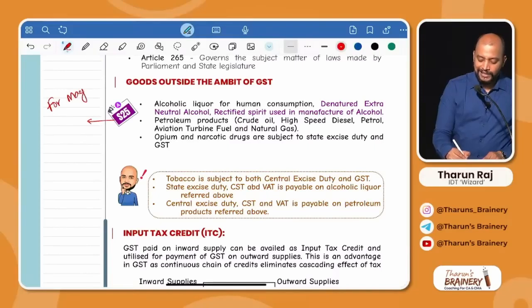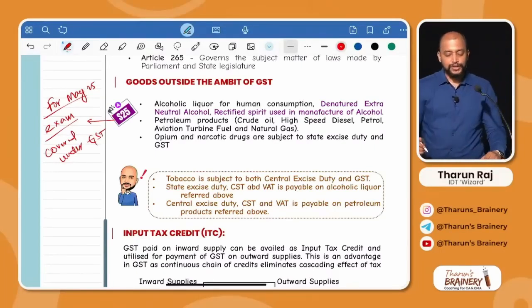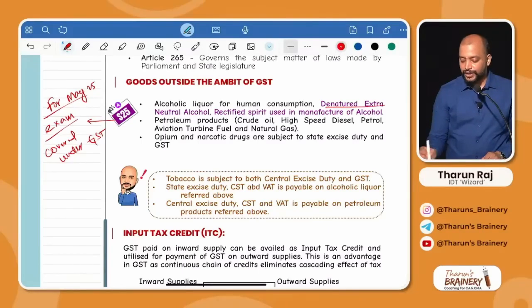For May 25 exam, covered under GST. These two, that is denatured extra neutral alcohol and rectified spirit used in the manufacture of alcohol, are covered under GST.